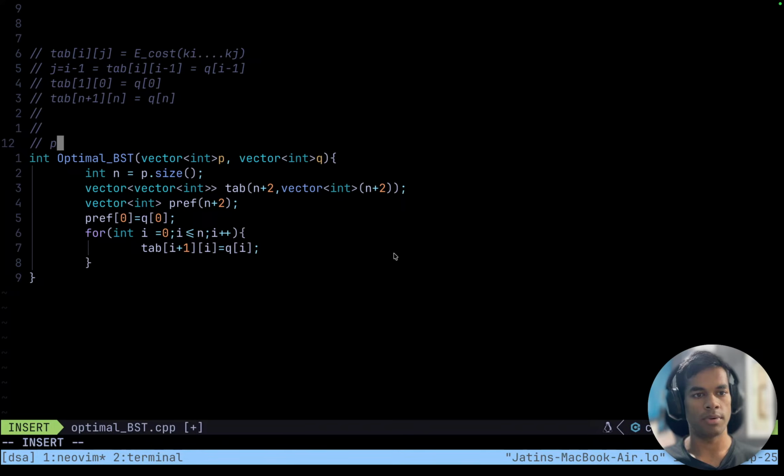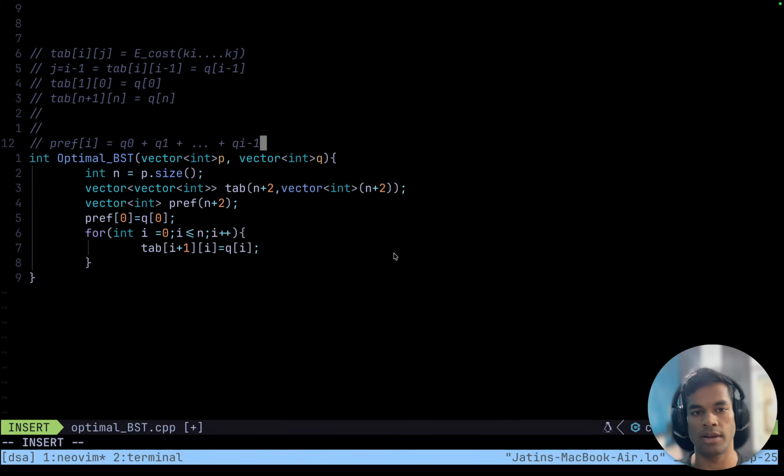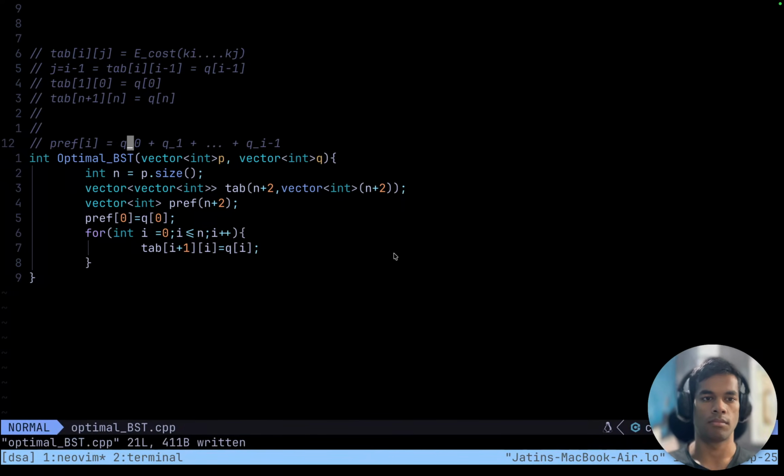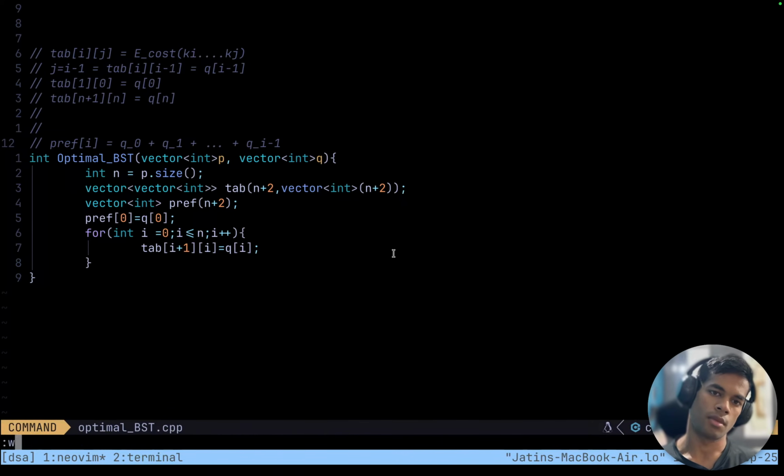Now with the prefix function, what should prefix I return? Prefix I should return q0 plus q1 plus dot dot dot till plus q subscript I minus 1. Q represents the dummy nodes, the Ith node, I minus 1. Is that correct?